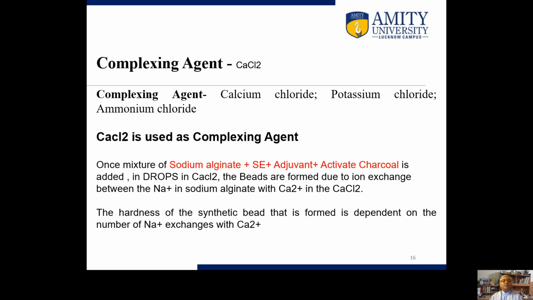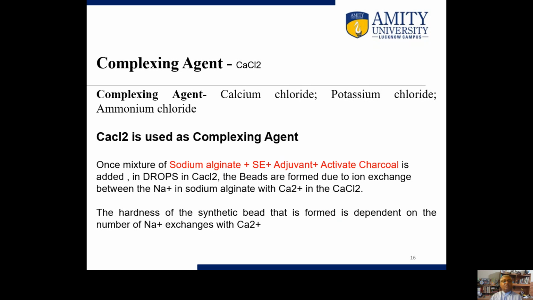Then there is a complexing agent. In complexing agents, normally calcium chloride, potassium chloride or ammonium chloride is used, whereas calcium chloride is used as a complexing agent in most cases. Once the mixture of sodium alginate plus somatic embryo plus adjuvant plus activated charcoal is added in drops into calcium chloride solution, beads are formed due to the ion exchange between the sodium ion of sodium alginate and the calcium ion of calcium chloride. The hardness of the synthetic seed that is formed depends on the number of calcium ions and sodium ions.